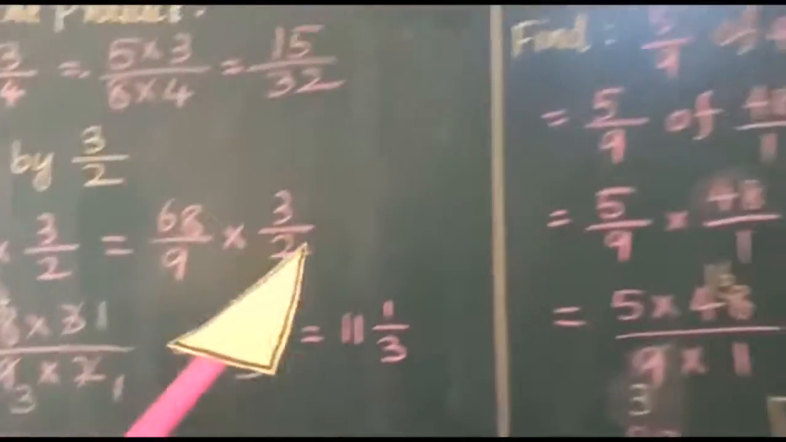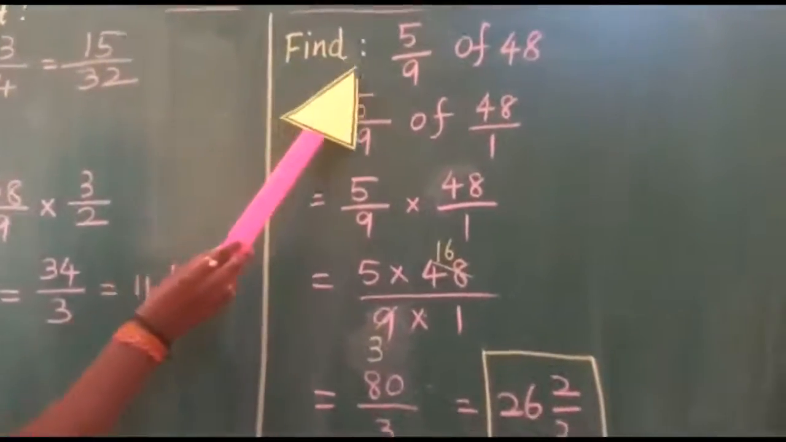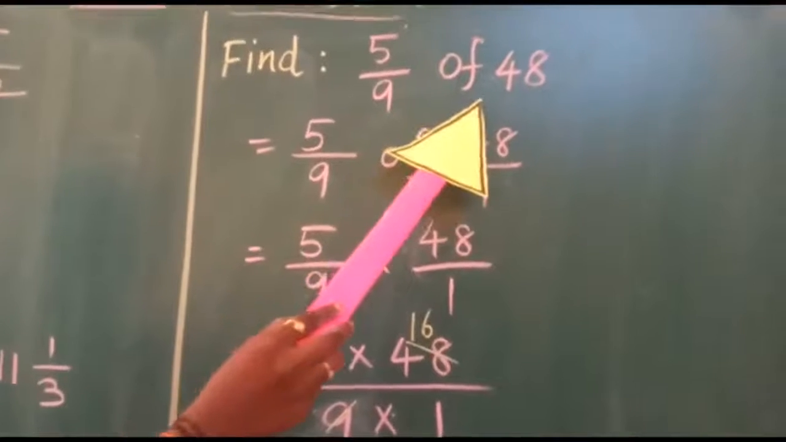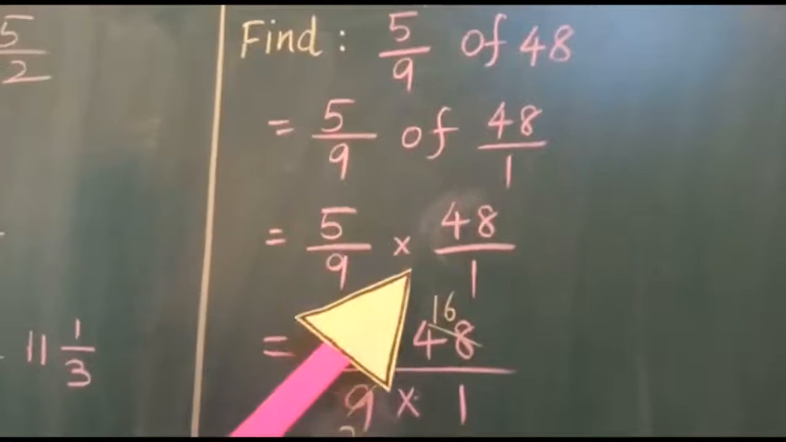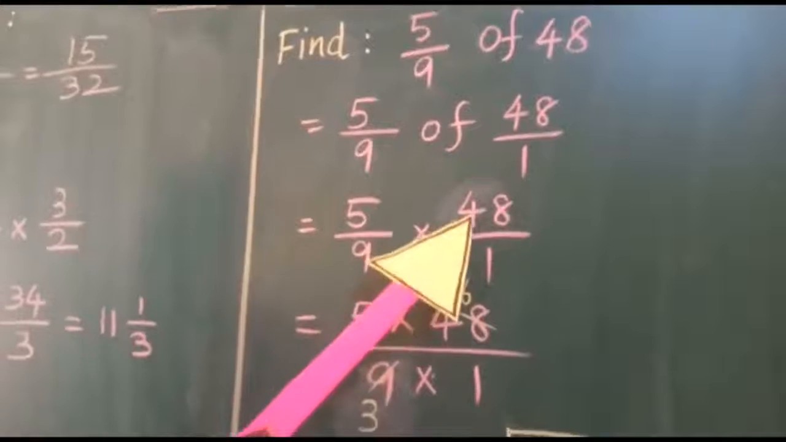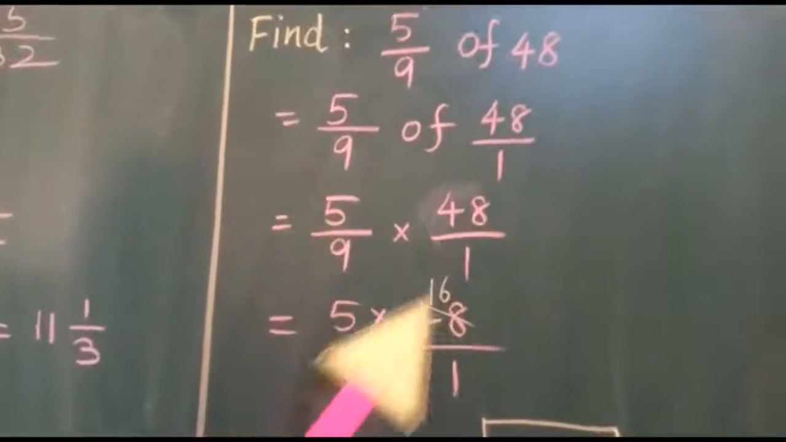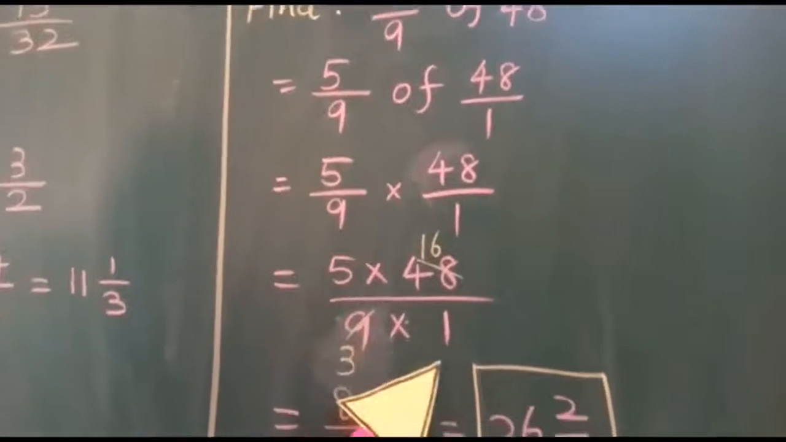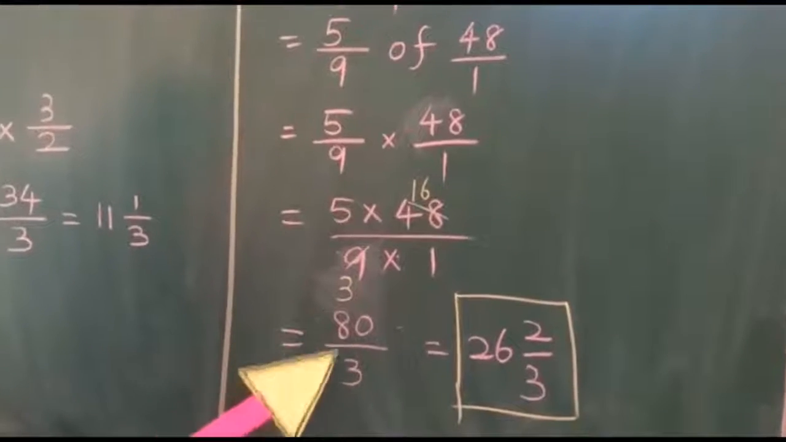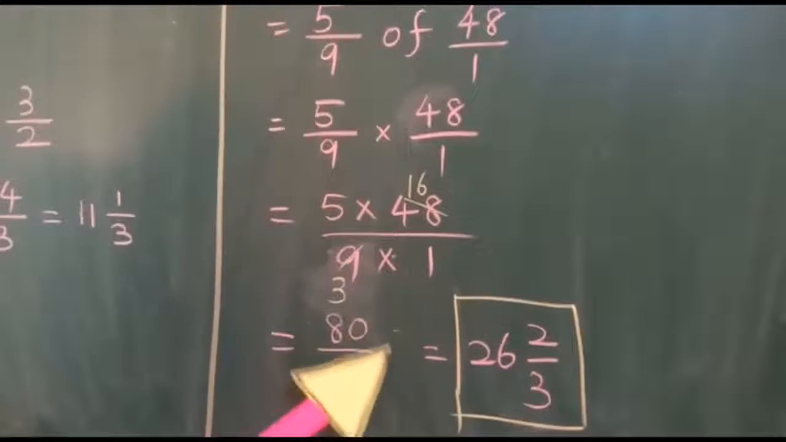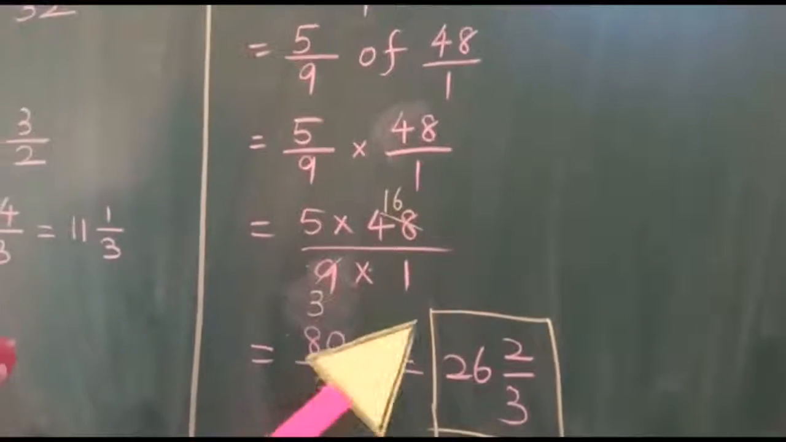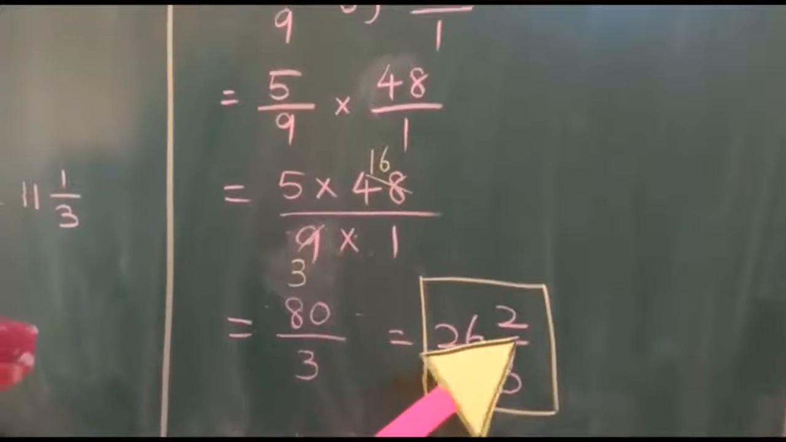Now let us move to the other problems. Find 5 by 9 of 48. In simplification, have you heard, children, of "of"? Yes, "of" can be considered as multiplication. So 5 by 9 into 48 by 1. That same thing, 5 into 48, over 9 into 1. When we are able to simplify, just simplify and we get the answer 80 by 3. So how can we convert this number into a mixed fraction? That procedure also you know. When we take the division, we get 26 into 2 by 3.